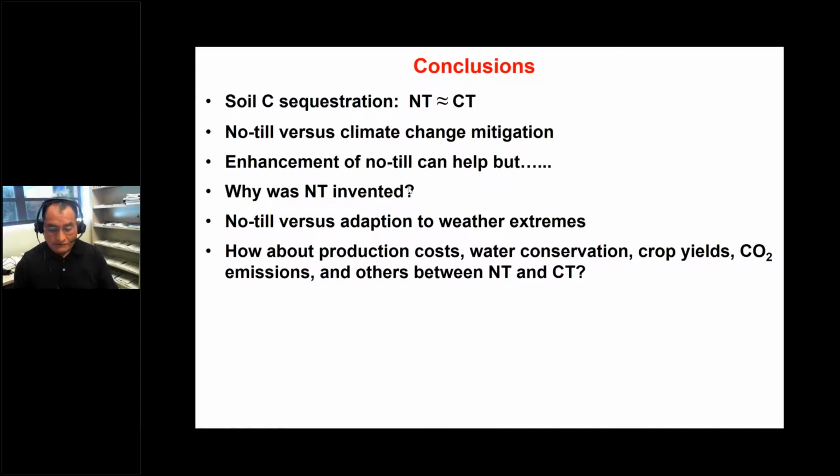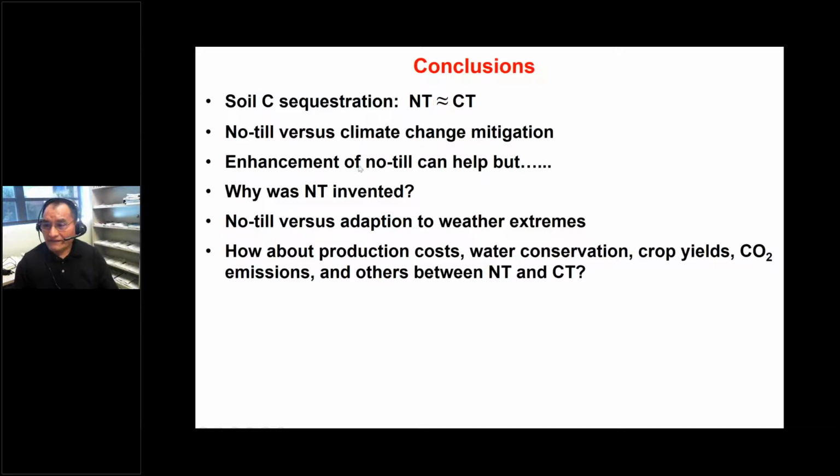Unfortunately, my conclusion is that no-till has limited potential to store carbon relative to CT. Yes, it can store in some cases, but that's the minority. In general, it does not seem to store more carbon than CT. So what about climate change mitigation then? Well, no-till's potential is highly questionable.